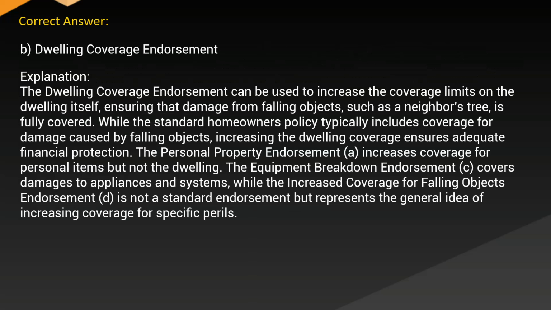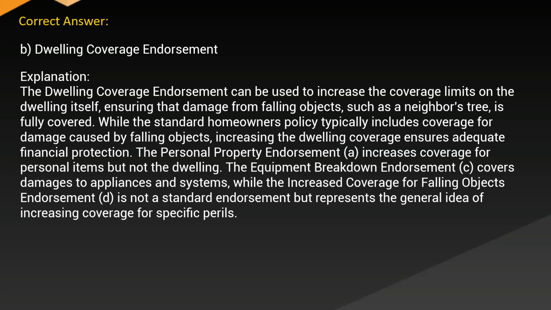Correct answer. B. Dwelling coverage endorsement. Explanation. The dwelling coverage endorsement can be used to increase the coverage limits on the dwelling itself, ensuring that damage from falling objects, such as a neighbor's tree, is fully covered. While the standard homeowner's policy typically includes coverage for damage caused by falling objects, increasing the dwelling coverage ensures adequate financial protection.